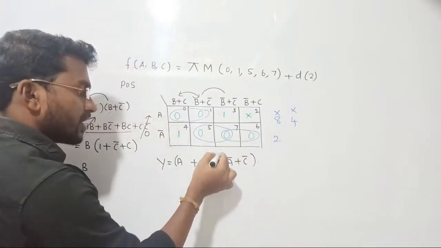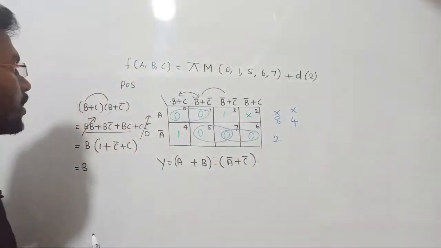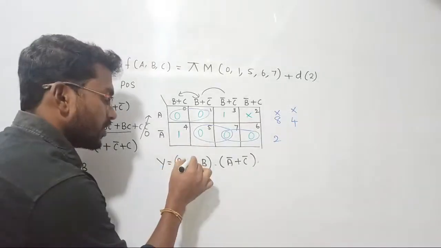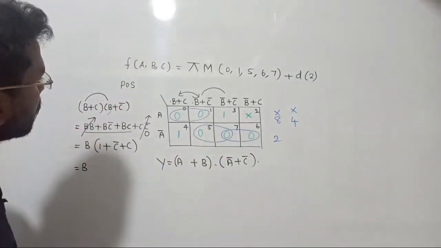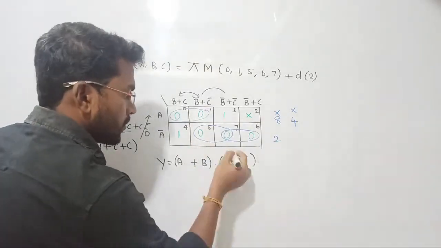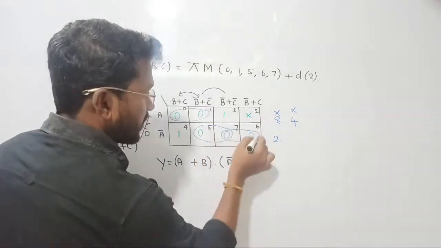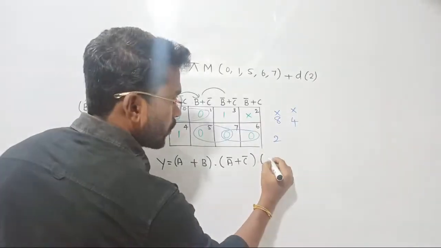So these two sum terms are going to be multiplied with each other, that is called what, product of sum, right? So that is product. Am I correct? Yes, product of sum, right? So that is over. Next let us take the next one. So that is A bar.